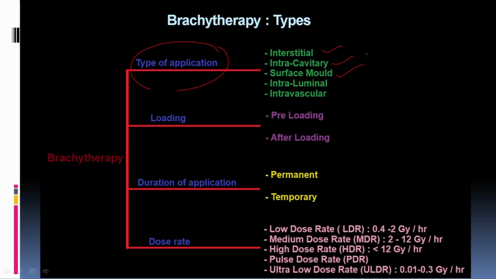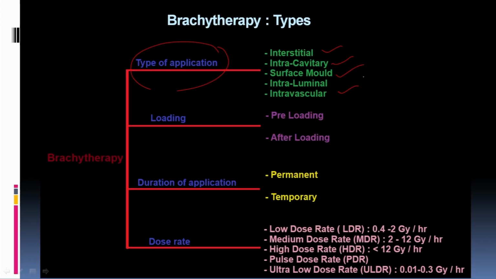And intravascular brachytherapy, where we use the vasculature and where we apply our radioactive isotopes. So we will discuss it in detail in a later slide. Now, if we consider the loading or type of brachytherapy, we can divide brachytherapy into two types. One is preloading and another is afterloading.